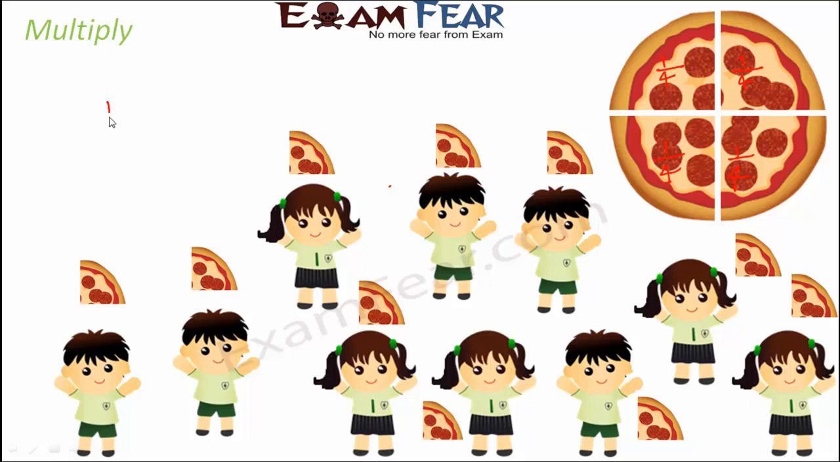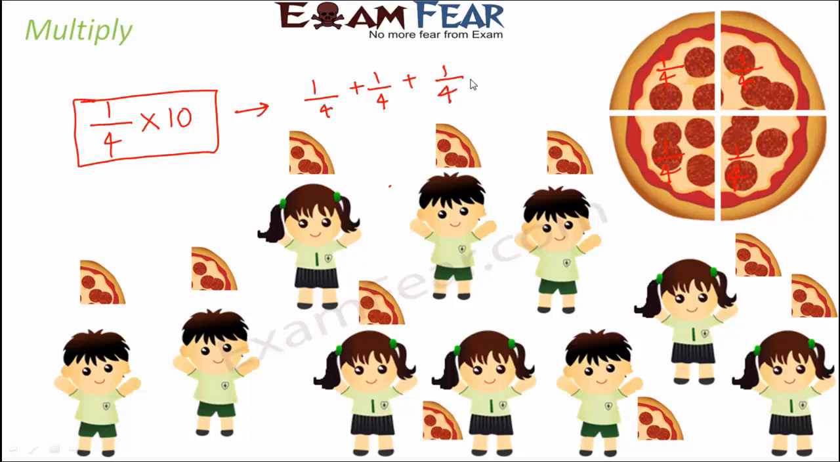Each one needs 1/4 of a pizza. And how many kids are there? There are 10 kids. So 1 by 4 into 10 would give you the total number of pizzas that you need. So basically, when we multiply 1 by 4 with 10, what are we trying to do? We are basically trying to add 1 by 4, 10 times, because there are 10 kids, right? So this kid needs 1 by 4. This kid needs 1 by 4 of a pizza.